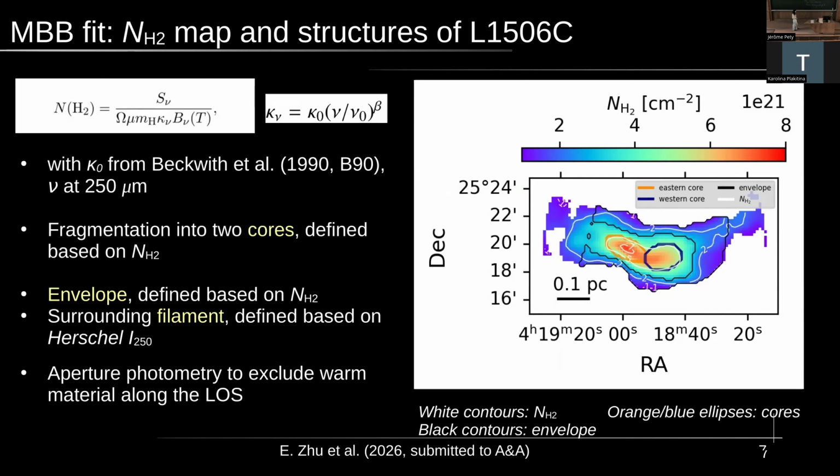But because this envelope area has a low S over N on NIKA2 maps, it is defined based on Herschel intensity maps. And then we did a photometry of all these structures so that we can exclude the warm material along the line of sight. So unlike the MBB fits for the maps.